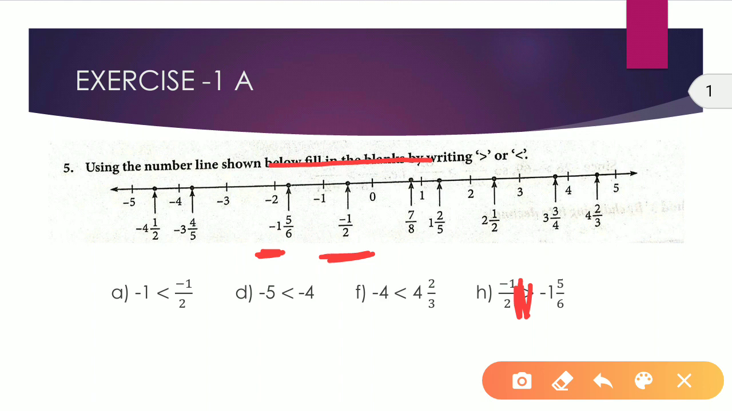It is in descending order, means greater to smallest. So this number will be greater than this number, means -1 by 2 will be greater than -1 whole 5 by 6. I hope you understood. The remaining questions will be your homework.